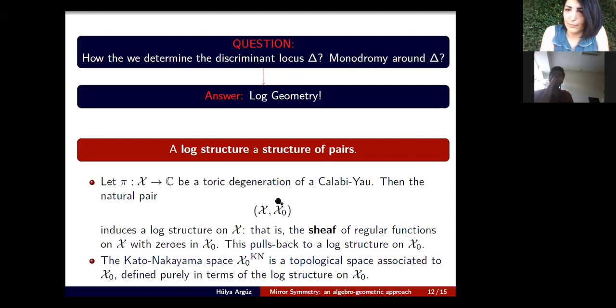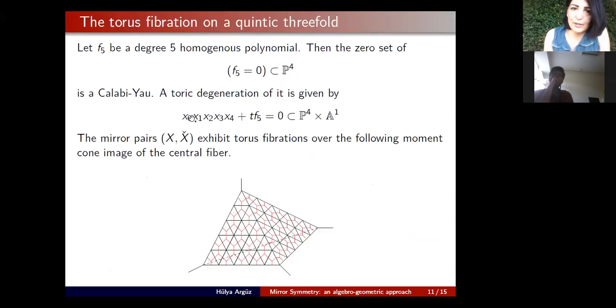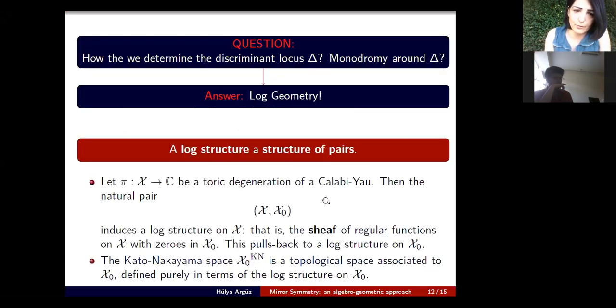So the idea is you build a degeneration, you look at the central fiber, you endow it with a sheaf, and then you study the good and bad parts of the sheaf to determine the good and bad parts of your fibration on the Calabi-Yau you want to construct. Okay, and we use all these log structures to construct Calabi-Yaus and fibrations on these Calabi-Yaus, and we do this by looking at Kato-Nakayama spaces. So once you have the log structures, you can describe a topological space associated to the log space with a log structure. This is called the Kato-Nakayama space.